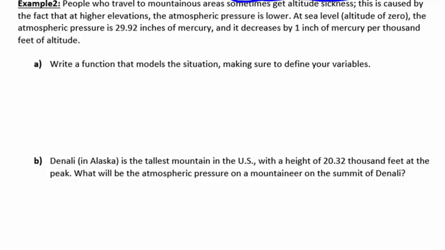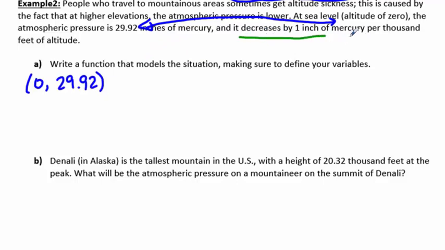So we want to identify the types of information we're given. Well, once again, we seem to be given a correlation right here. We're given an ordered pair where the altitude is 0 and the inches of mercury are 29.92. So let's look at the other value in this problem. We can see that it's decreasing by 1 inch of mercury per 1,000 feet. So we see our ratio here. This is going to be a slope value. Per is a division word. So I have my slope value to be a decrease of -1 per 1,000 feet. So per 1,000 feet, that 1,000 feet is going to be part of my units here.